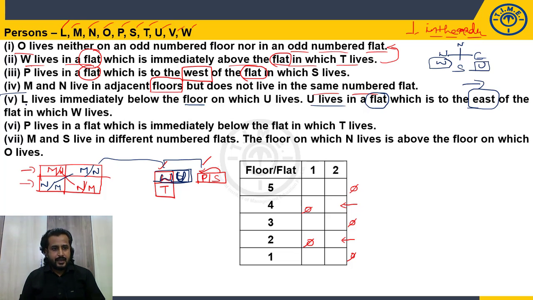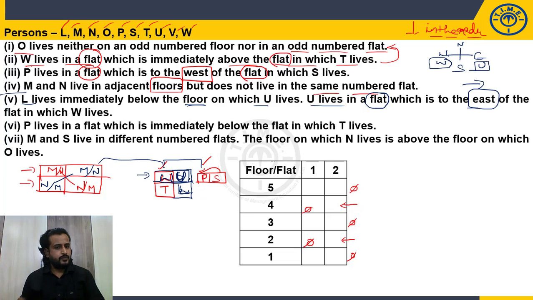Now what is given? L lives immediately below the floor on which U lives. So U's floor is this. So immediately below U's floor, there is only one chance. This must be L, because L lives immediately below the floor on which U lives. And with the help of this statement, you are also able to fix L lives in flat 2. Right? Because that is the only possible place. Fine. U lives in a flat which is east of W, and it is T and L.